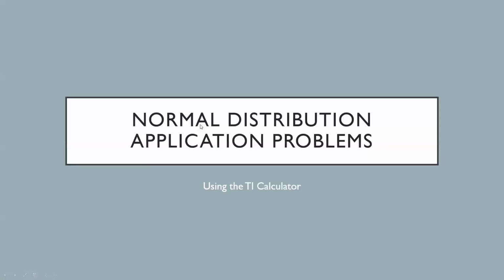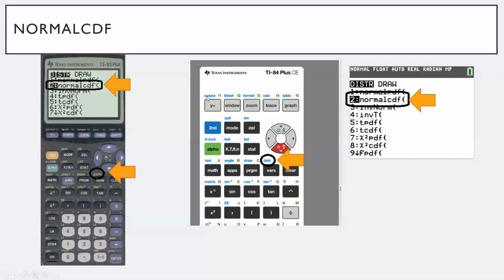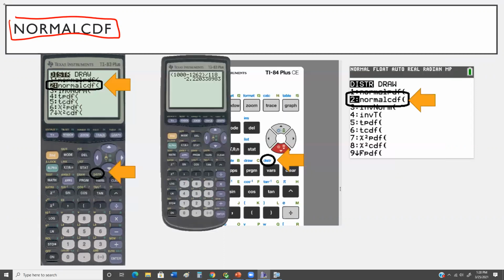All right, so I want to show you how to do this with the TI graphing calculator. Now, here's the thing. It doesn't matter if you have the TI-83 or TI-84. It's a little bit easier on the TI-84, but I'll show you how to do it on both. So if you have a TI-83, that's okay too. It's not a big deal. And you have this option in your graphing calculator called Normalcdf.